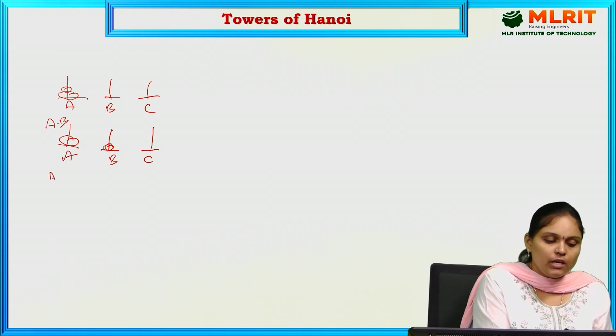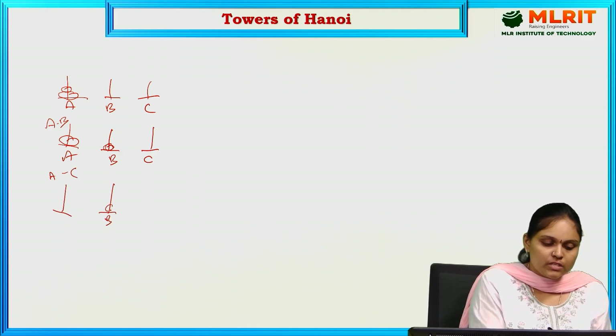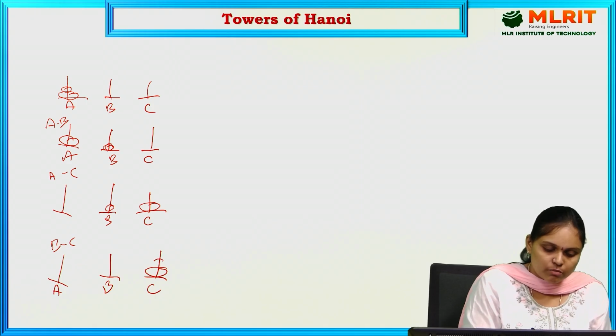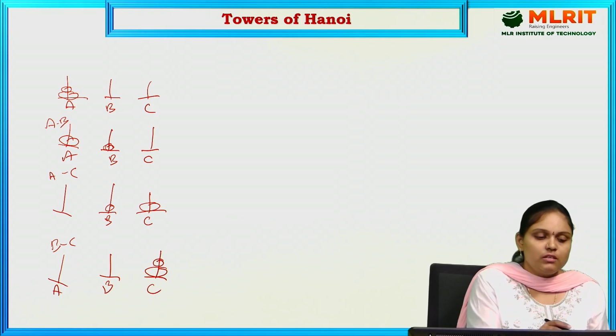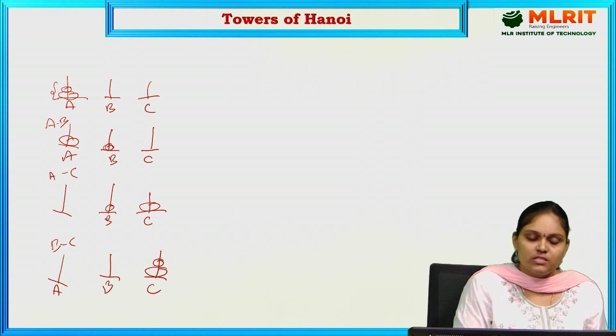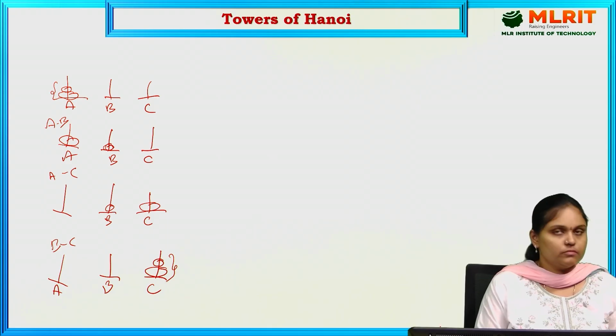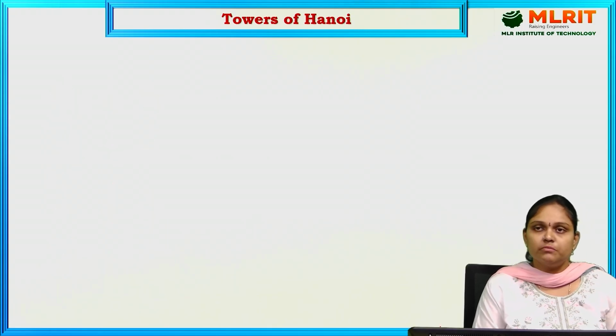And the next, A to C. That is, A will be empty, B will have the smaller one, and C will have the larger one. And next we are moving from B to C. That is, A will be empty and B will be empty, and in C we have the larger one, and the smaller one we are moving into C. See, the order we had in A, we have moved from A to C in the same order, and we are following the rule that only one disk can be moved at a time. So what if we have 3 disks?